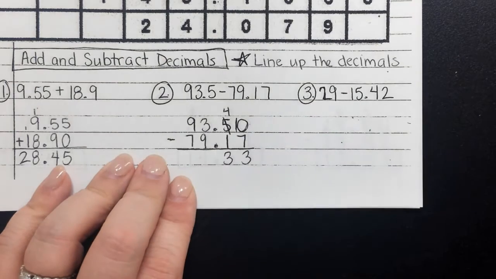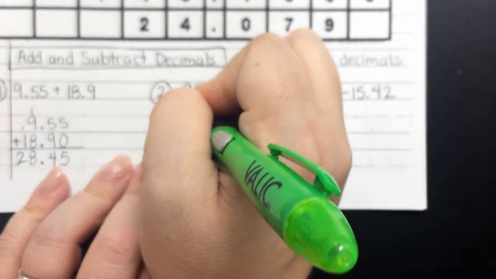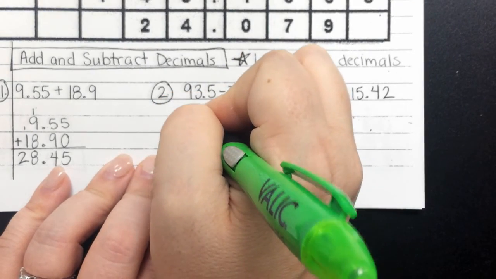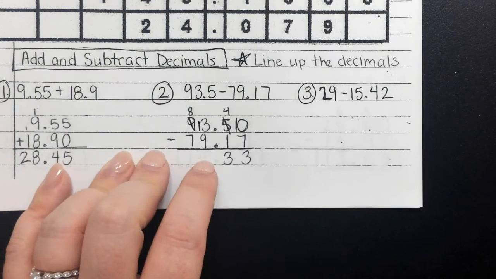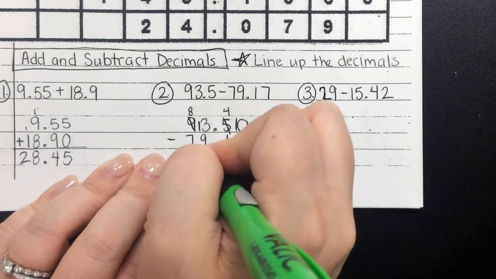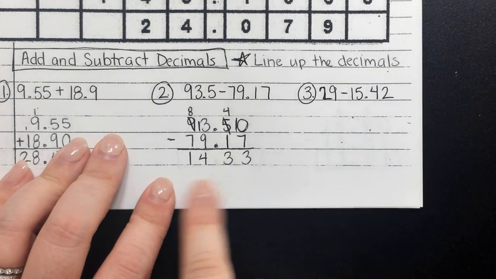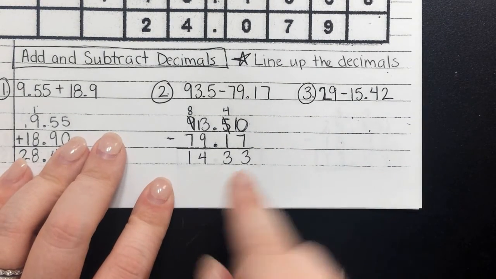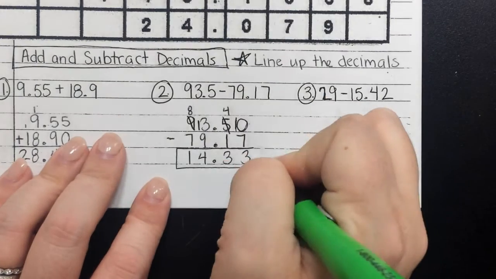3 minus 9? Borrow. 9 becomes? 8. And we put that 1 next door to our neighbor. So now I have 13 minus 9, which is? 4. And 8 minus 7? 1. And again, y'all can see my number. Does it look right? No, I have a gap. So I'm going to make sure to fill that decimal in that missing gap.